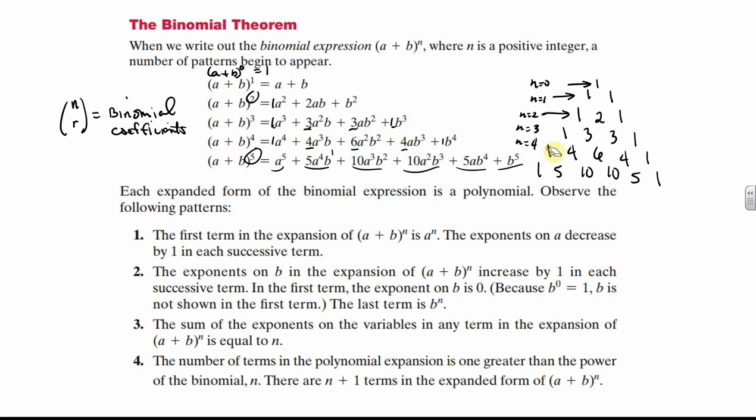When n is 4, look at the coefficients: 1, 4, 6, 4, 1. You keep on doing that until, right? So, they call that Pascal's triangle. His full name, Blaise Pascal.